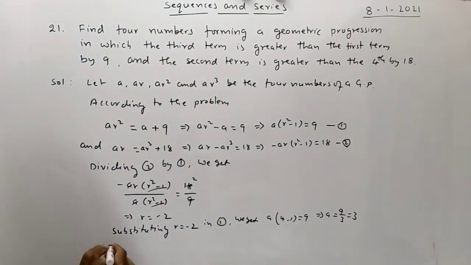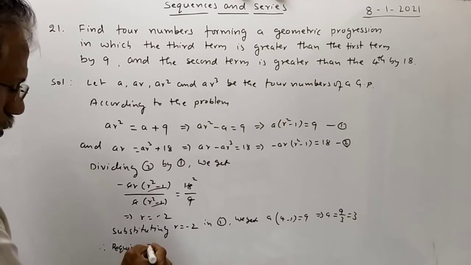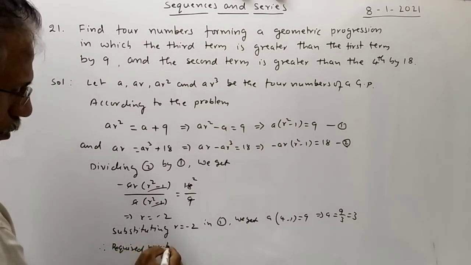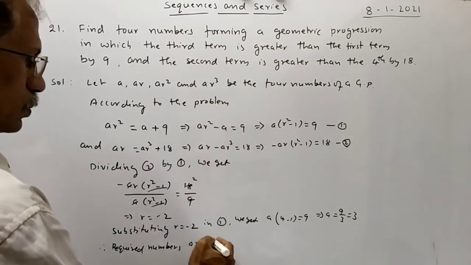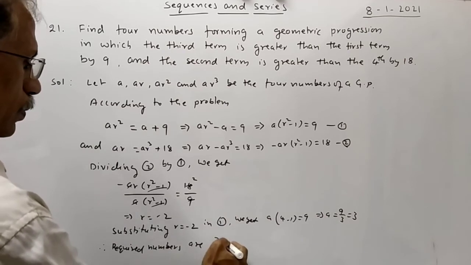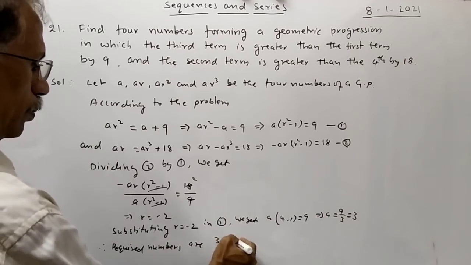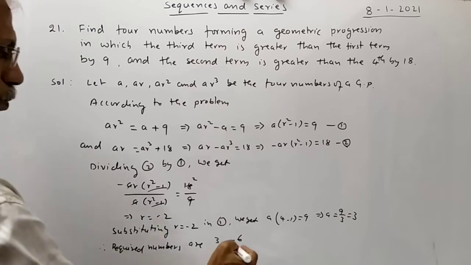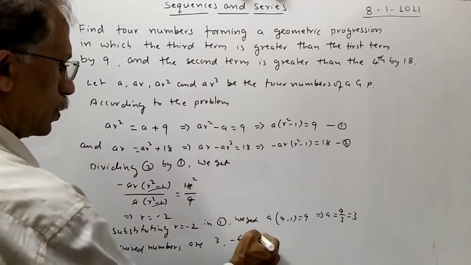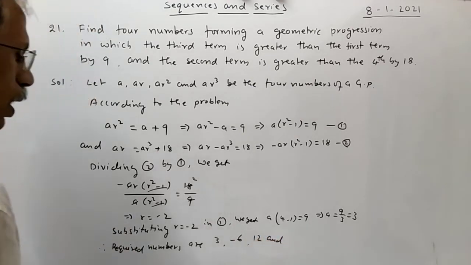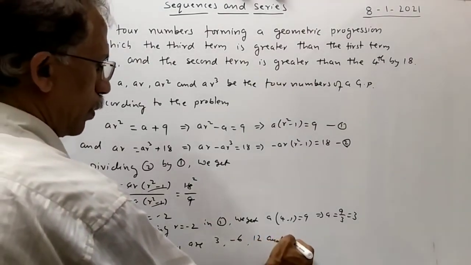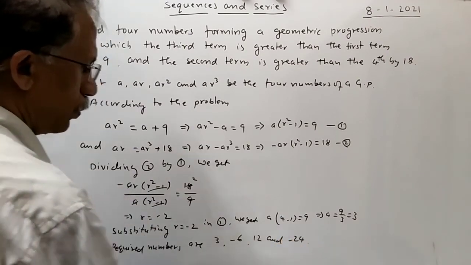Therefore, required numbers are 3, minus 6, 12 and minus 24.